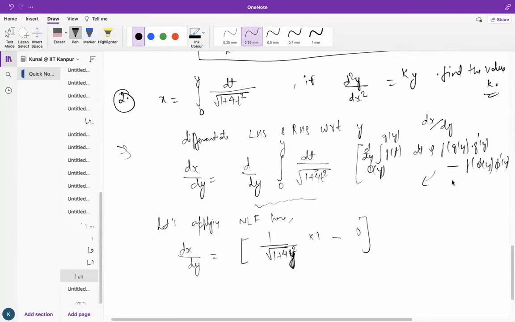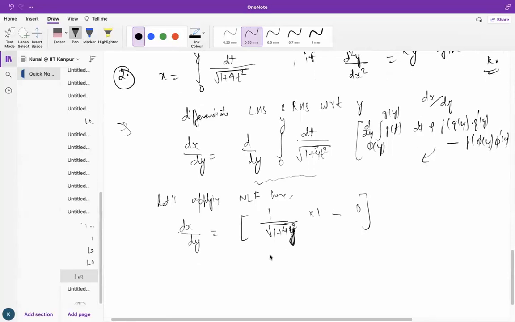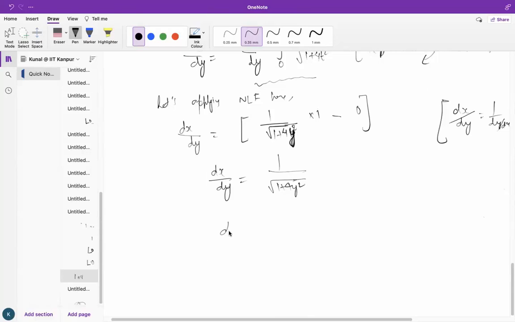Okay. So now what we get from here, dx by dy is equal to 1 by root under 1 plus 4y square. So we also know that you obviously read in your differentiation chapter that dx by dy is equal to 1 by dy by dx. So we can write it as dy by dx is equal to root under 1 plus 4y square. Right. So we can write it into this term.